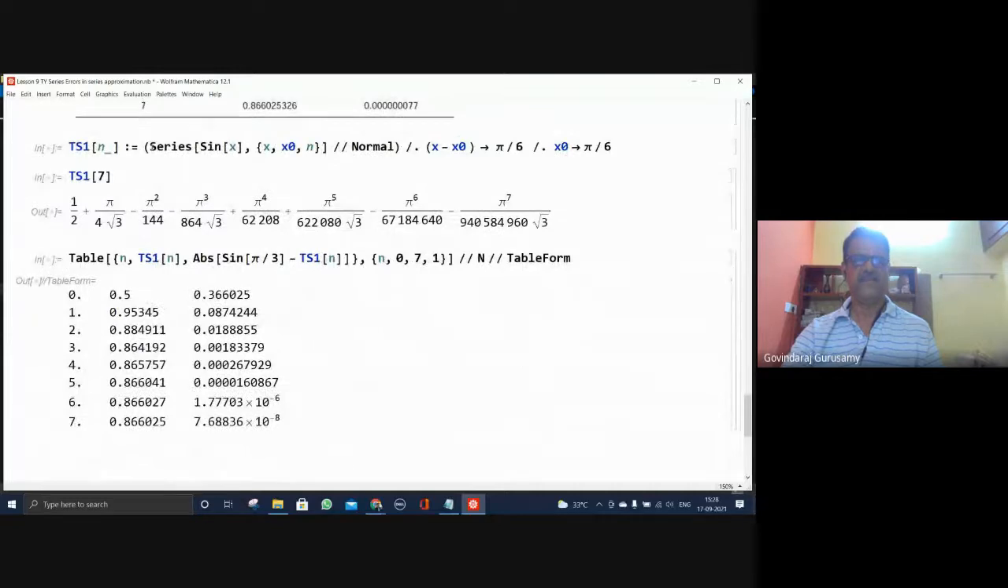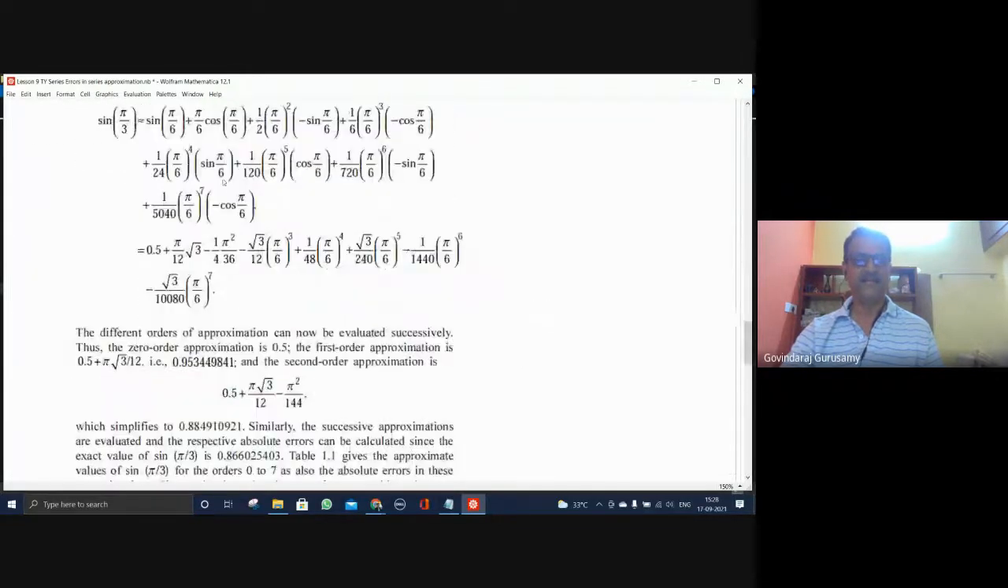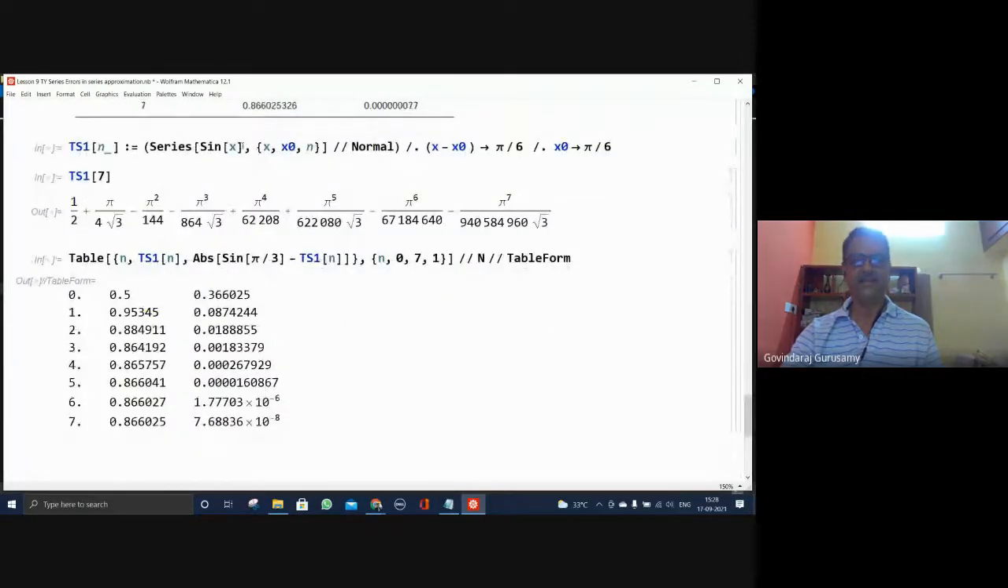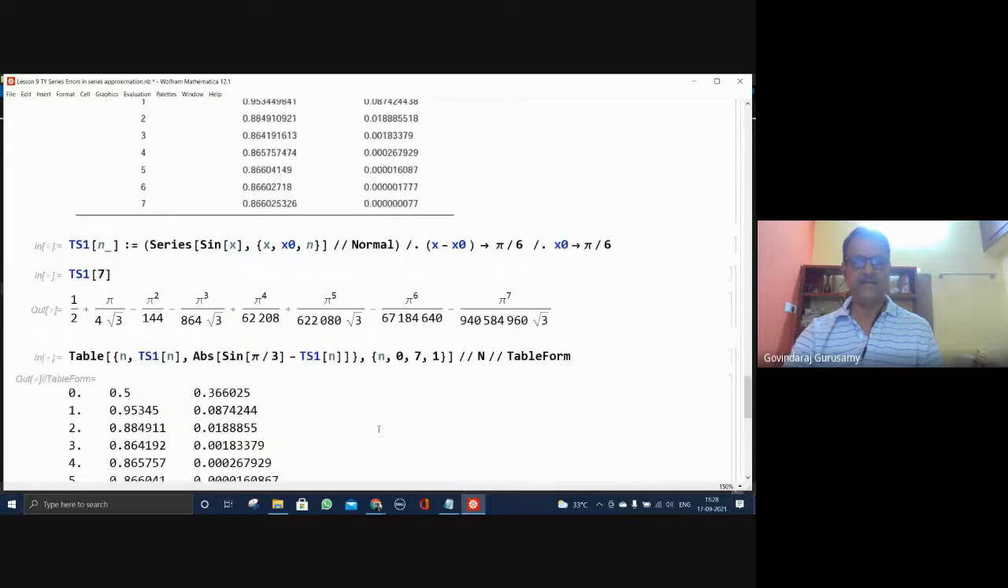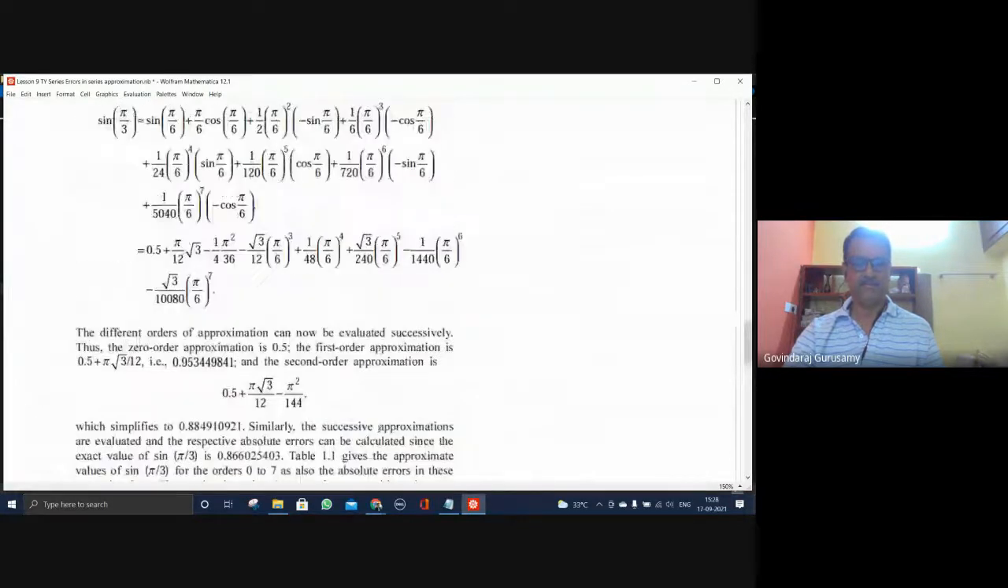Okay, so what has been done here, I just replaced sine by sine x. That's all. Same thing. Only the x minus x0 is pi by 6, and x0 is pi by 6 again. And I have a number that is given in the textbook that can be produced. Such an easy thing never happens unless you have software of this type.